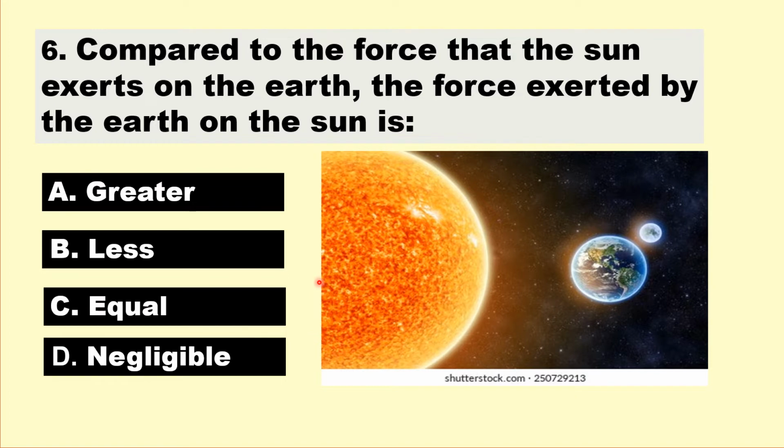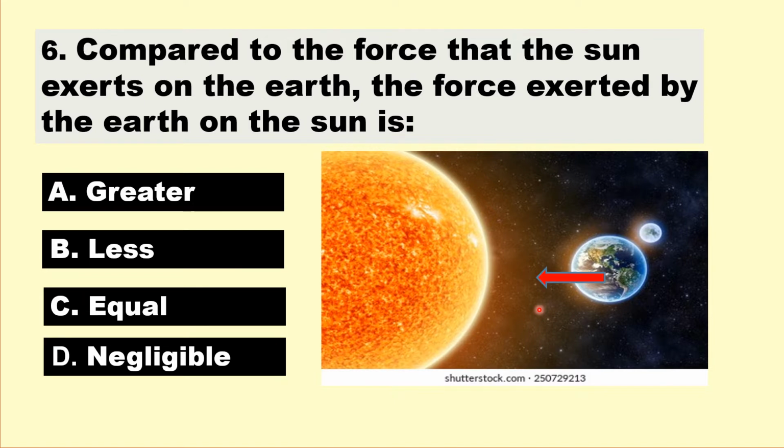Question number 6. Compared to the force that the sun exerts on the earth, the force exerted by the earth on the sun is: letter A, greater; letter B, less; letter C, equal; or letter D, negligible. Alright, so first, let us label the forces involved here. The force that the sun exerts on the earth, as well as the force exerted by the earth on the sun.